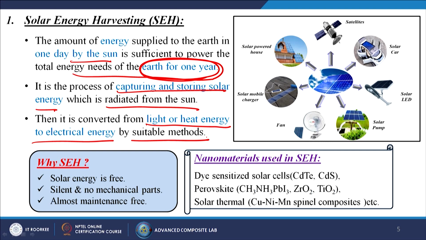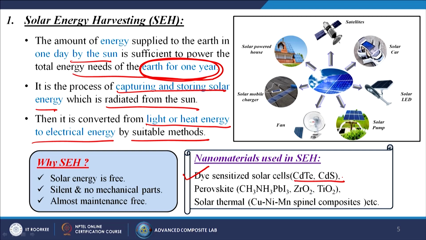Why solar energy harvesting? The question may come to our mind. The reason is that solar energy is free. Every day we are getting it, silent, with no mechanical parts, and almost maintenance free. Yes, no maintenance, it automatically comes to the earth's surface.